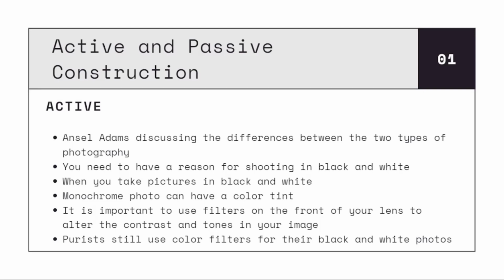Active and passive construction. Active. 1. Ansel Adams discusses the differences between the two types of photography. 2. You need to have a reason for shooting in black and white. 3. When you take pictures in black and white. 4. Monochrome photos can have a color tint. 5. It is important to use filters on the front of your lens to alter the contrast and tones in your image. 6. Purists still use color filters for their black and white photos.